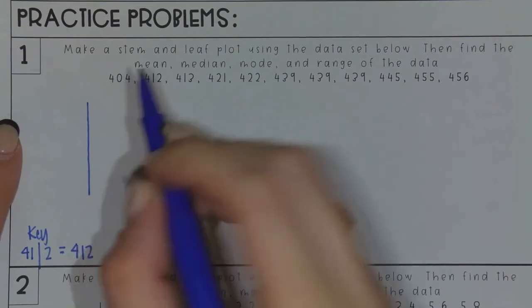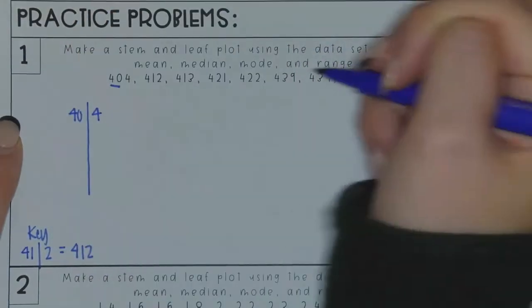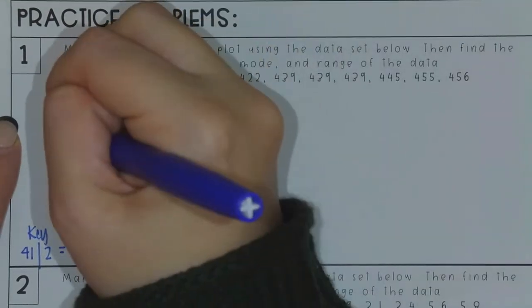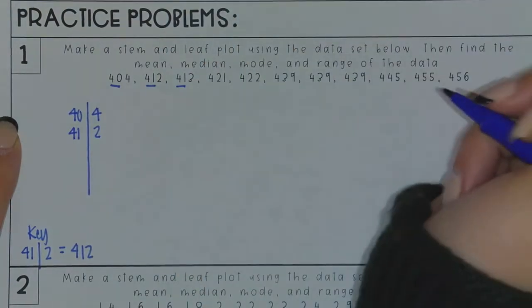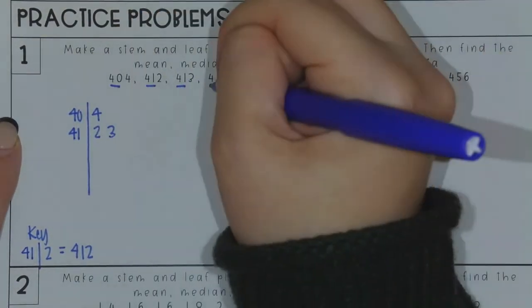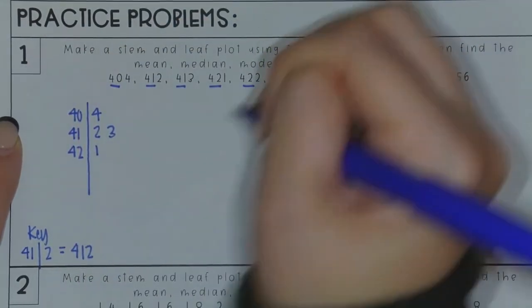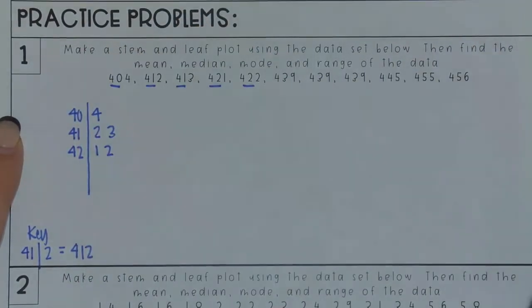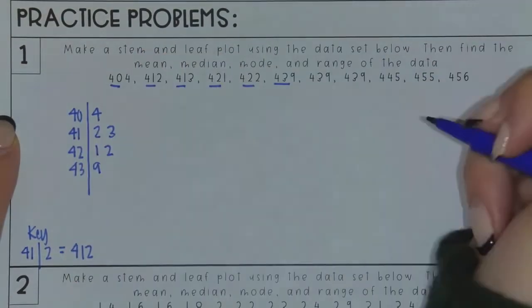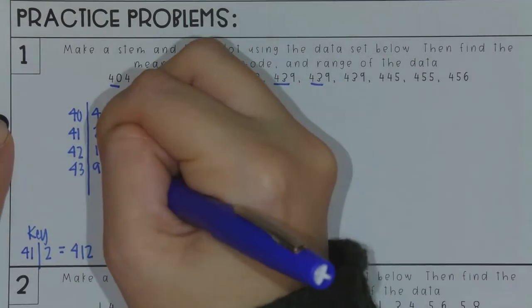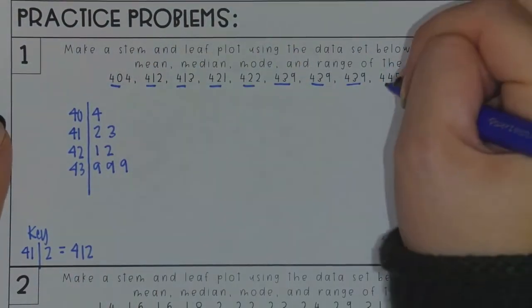So for my first one, 404, 40 is going to become my stem, 4 would be the leaf. For the next one, 41 would be the stem, 2 would be the leaf. 41 would be the stem, 3 would be the leaf. 42 is the stem, 1 is the leaf. 42 is the stem, 2 is the leaf. 43 is the stem, 9 is the leaf, and I have that three times.